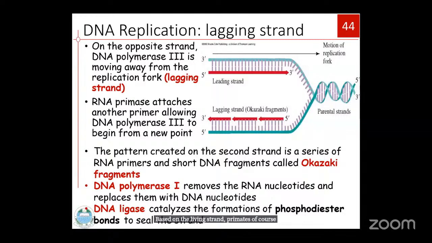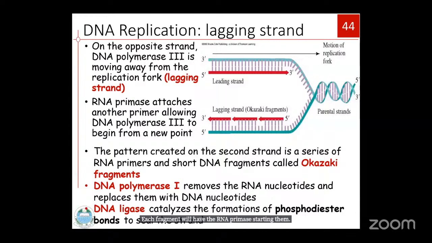So if I ask you, if you have three strands on the lagging strand, how many RNA primases will be found? You have RNA primase coming in 3 times, but on the leading strand, RNA primase only works once. Once it lays the foundation, it goes off. But on the lagging strand, each fragment will have the RNA primase starting it, right?